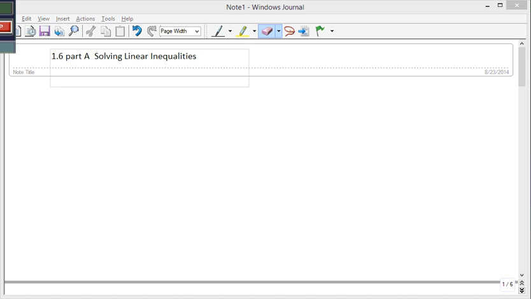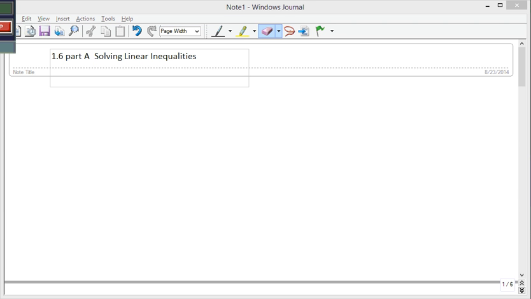This is the video for the first part of 1.6, solving linear inequalities. Linear just means that the variable will be to the first degree, so you can solve it straightforwardly. Let's first talk about an inequality. An inequality, rather than an equality, would not have an equal sign.